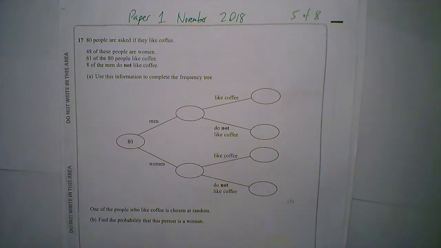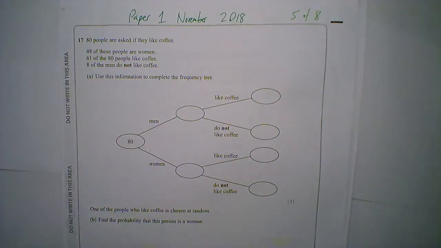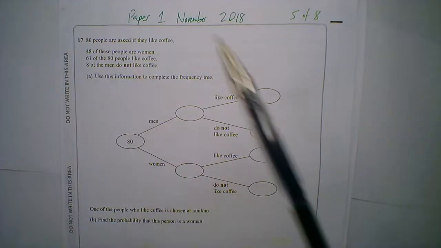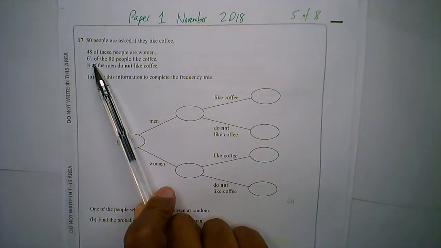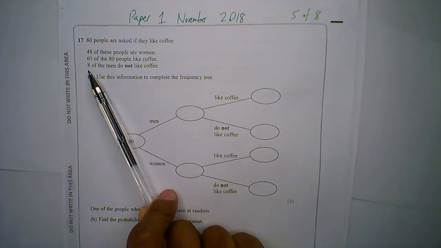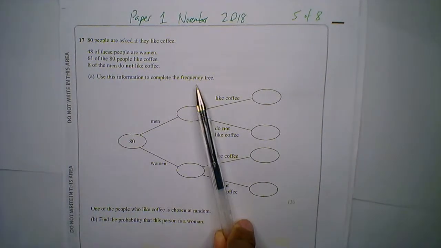Here we are, question 5. Press pause and have a go. When you're ready, press play. Okay, so we've got 80 people were asked if they liked coffee. 48 of these people are women. 61 of the 80 people like coffee. 8 of the men do not like coffee. Use this information to complete the frequency tree.